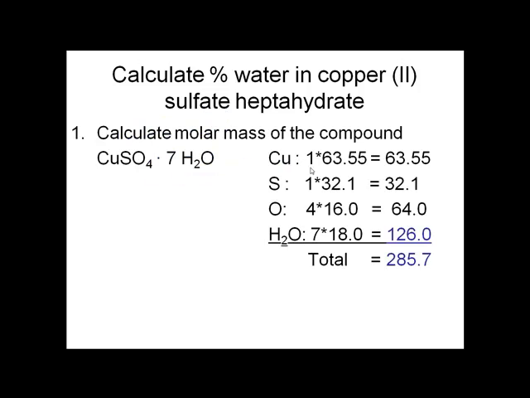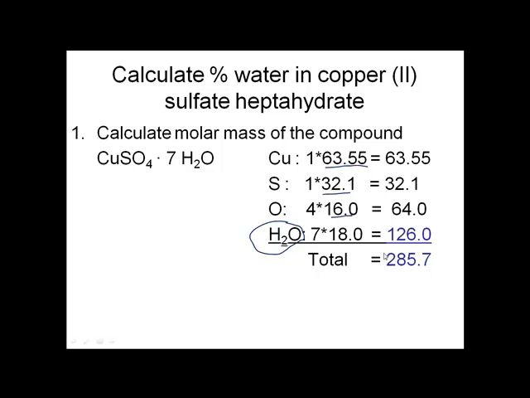I can get my molar masses from the periodic table, and how many atoms are in each. What I'm going to do is keep H2O as H2O. I'm not going to break that apart. I know there's oxygens here and oxygens here, so I'm going to keep my water as one unit. We know the molar mass of water is 18. There's 7 of them, 7 times 18. So we can get our total.